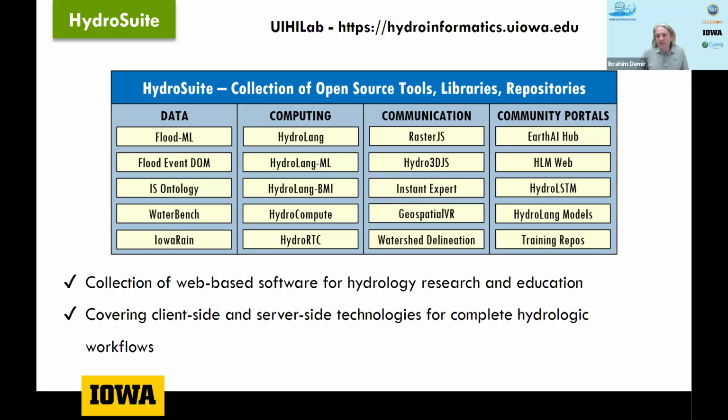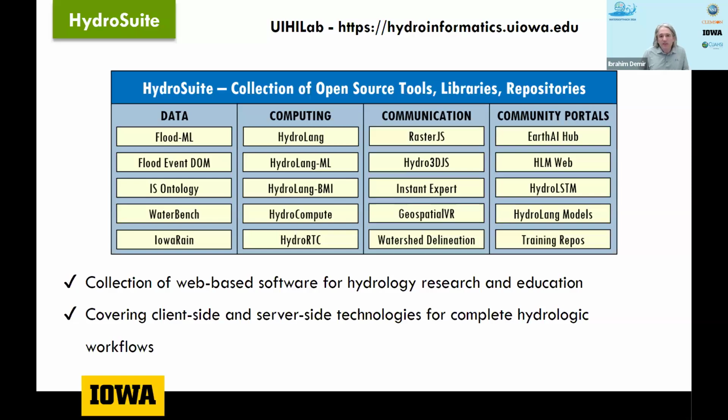On the communication side, we have several libraries for virtual reality communication, AI-based communication, as well as some analysis libraries and 3D geospatial libraries. On the community portals, we have several web portals that allow you to work with machine learning models, web-based libraries, as well as modeling and visualization components that can be shared by the community.